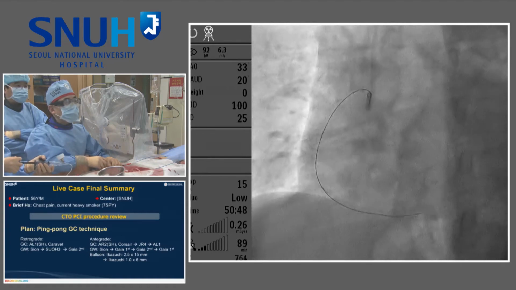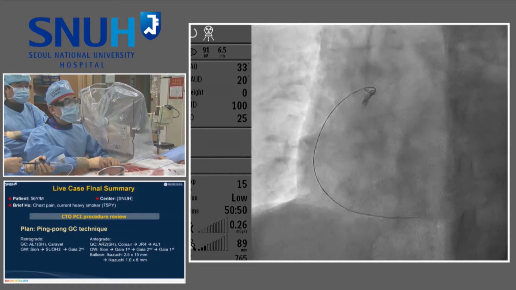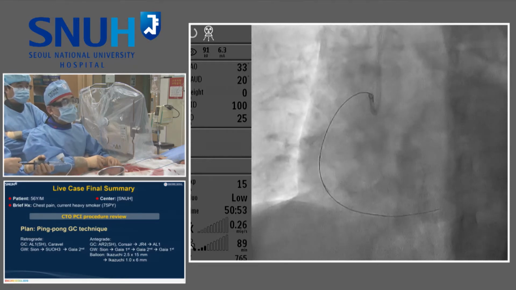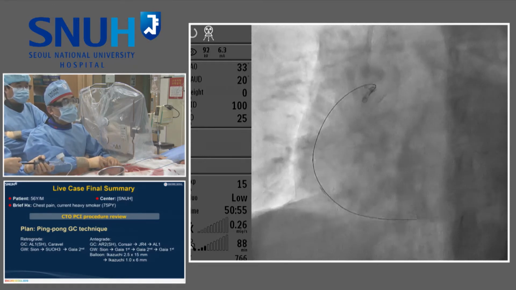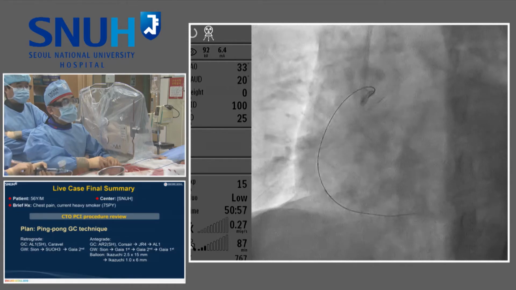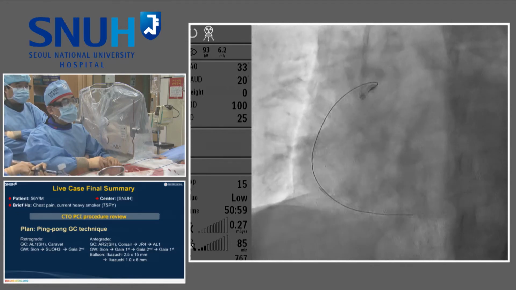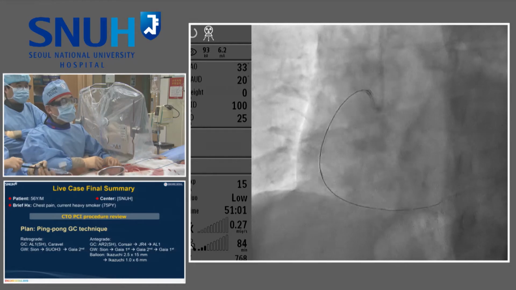Here is another resistance. Should we use a 1.0 balloon? Okay, inflation. Deflation.